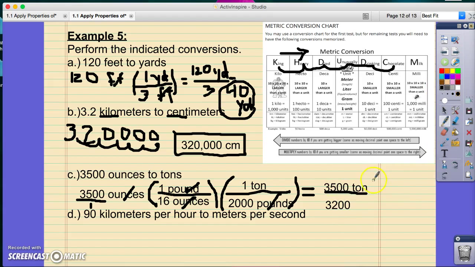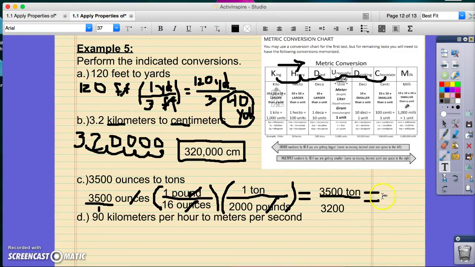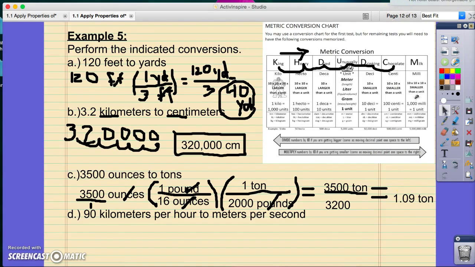And when you divide them, sometimes we'll have to round. This one is one where we're going to round. I'm just going to round to the hundredths. You get 1.09 tons as our answer. Okay. That's our answer.